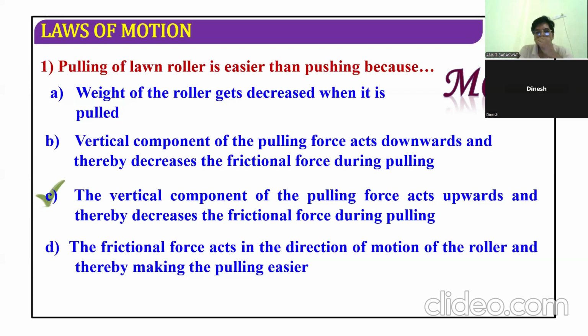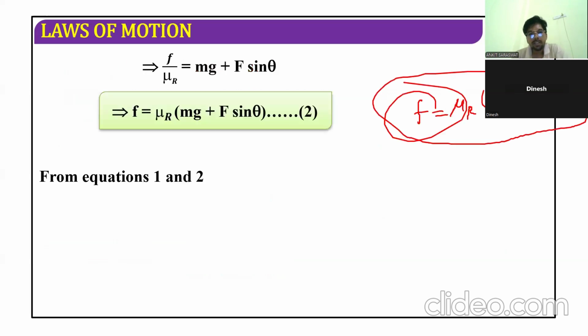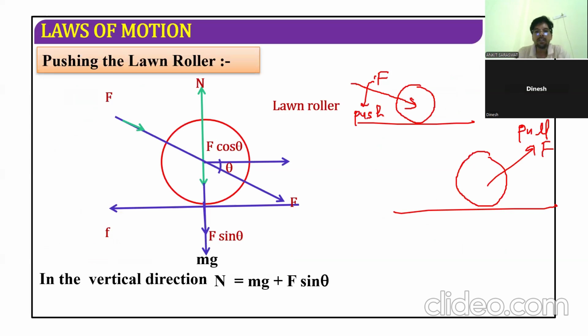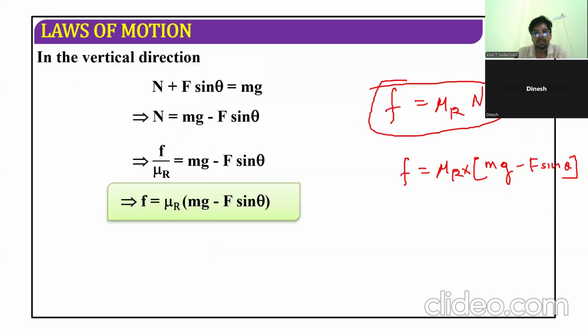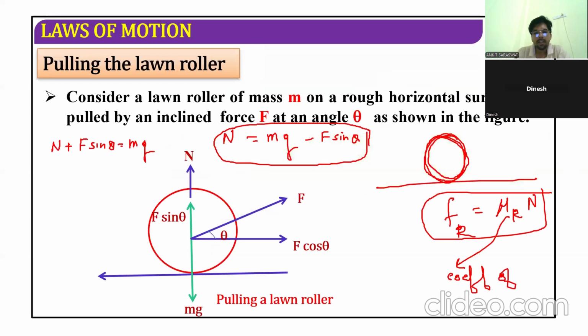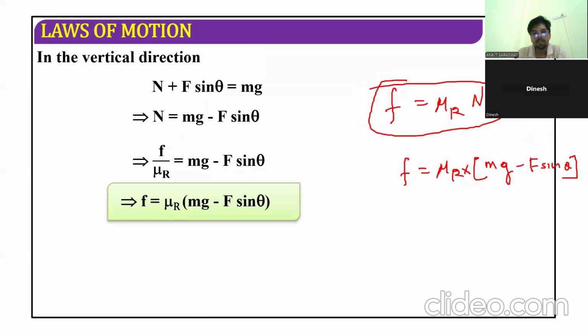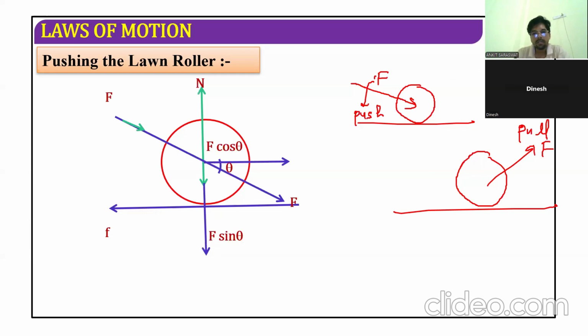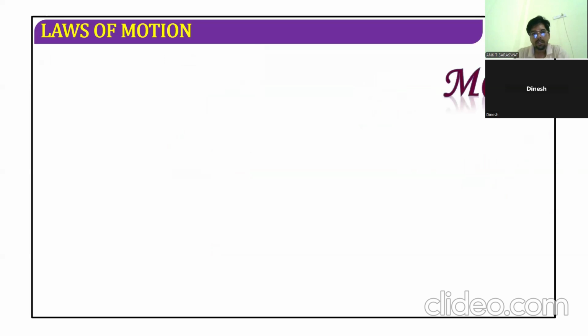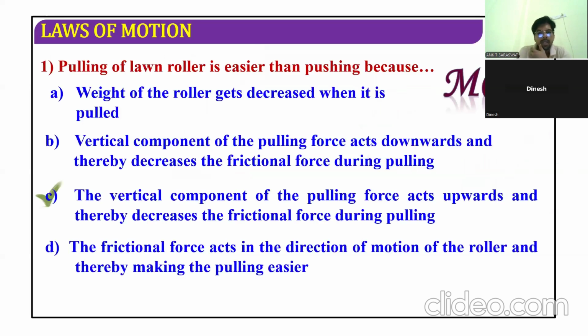Option D. Option C. In pulling, the vertical component of the pulling force acts upward. Clear? If you check here, what is the vertical component? The vertical component of the pulling force is up, F sin theta. Here, in the pushing case, F sin theta is down. That is the answer. So the vertical component of the pulling force acts upward and thereby decreases the normal reaction. That is why it is easier. Here they are asking why pulling is easier, because the component of the pulling force acts upwards.